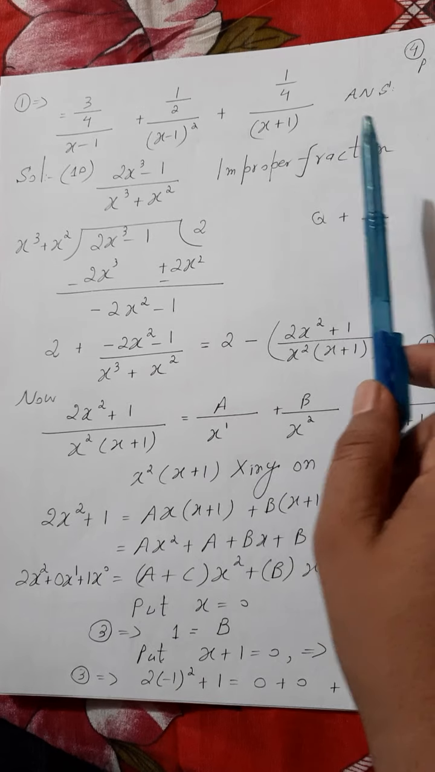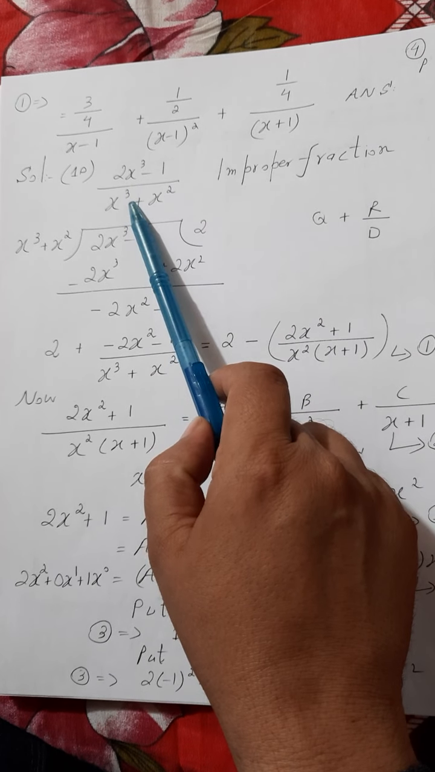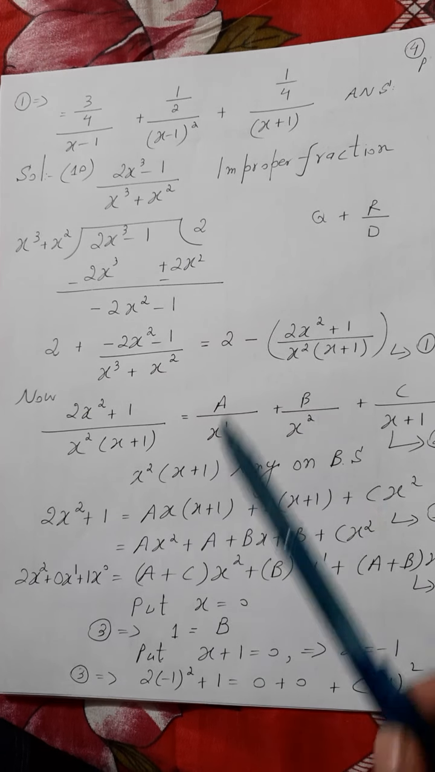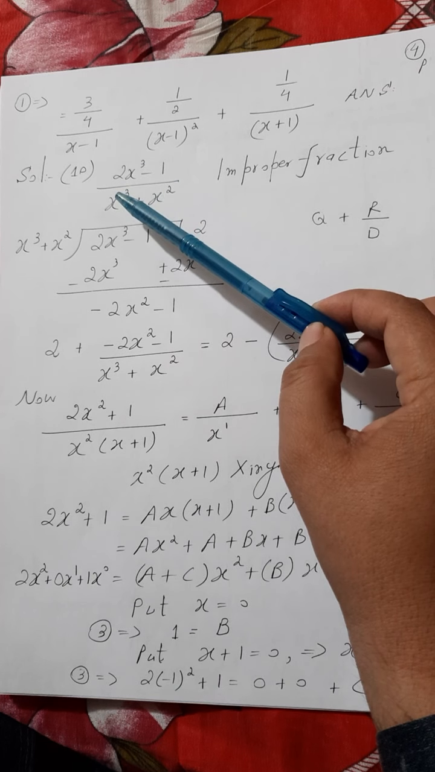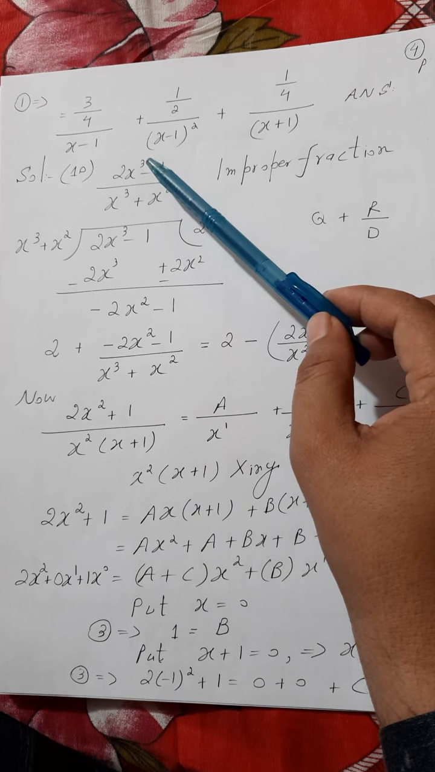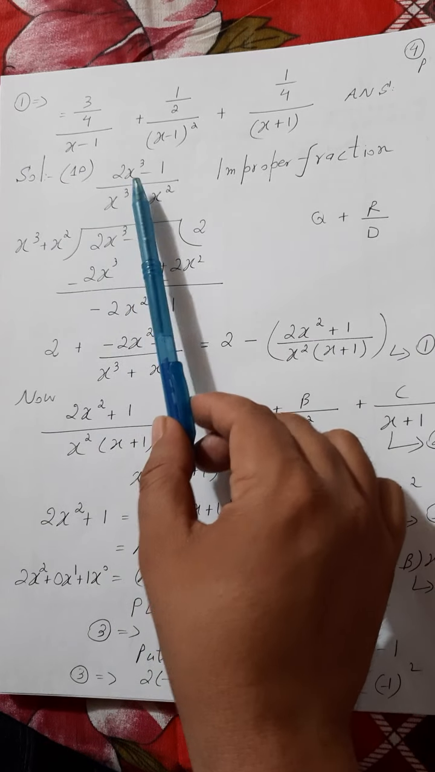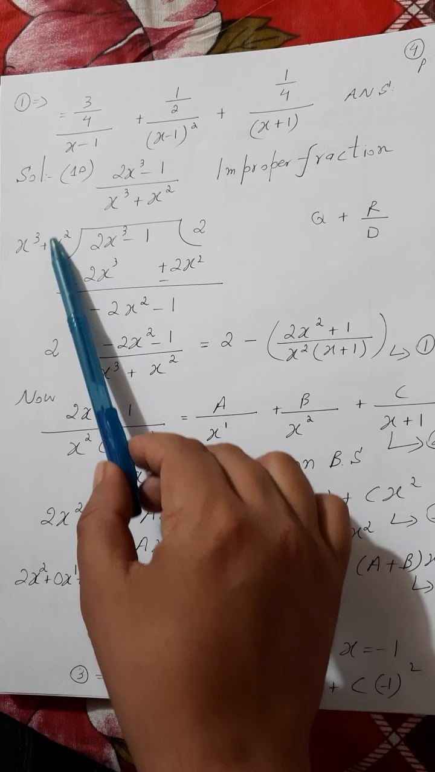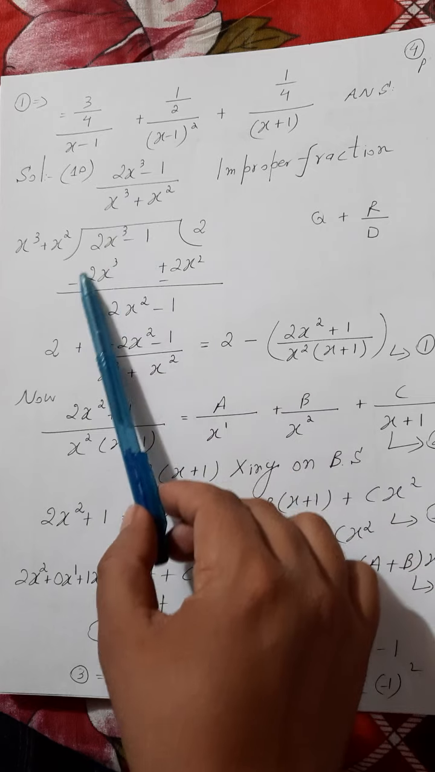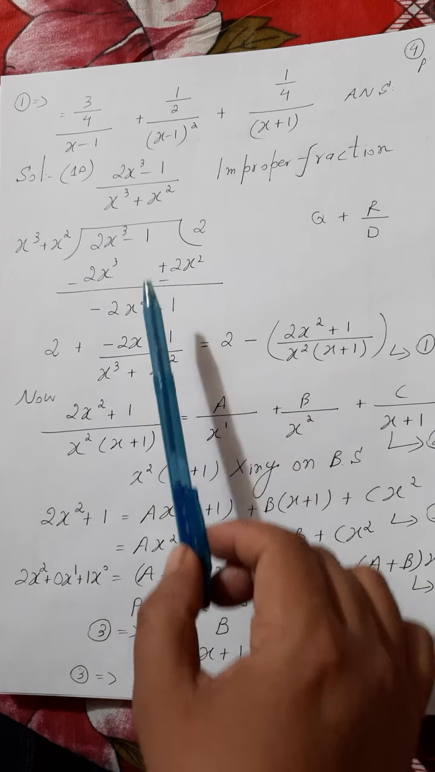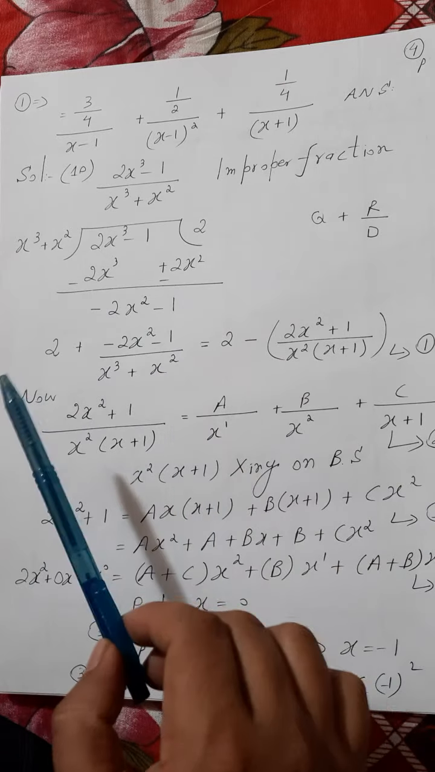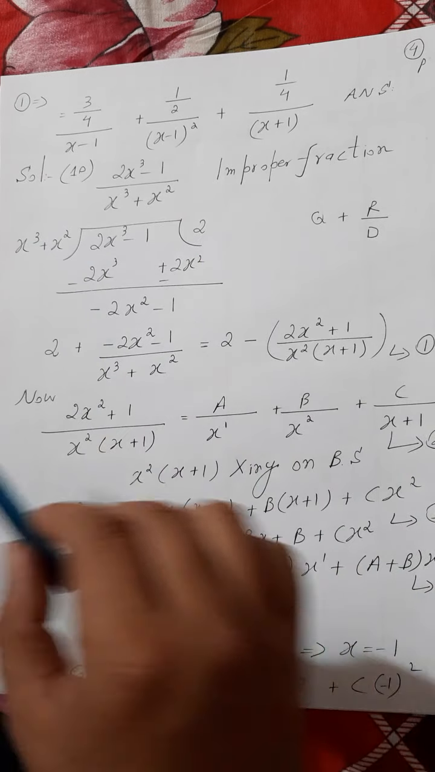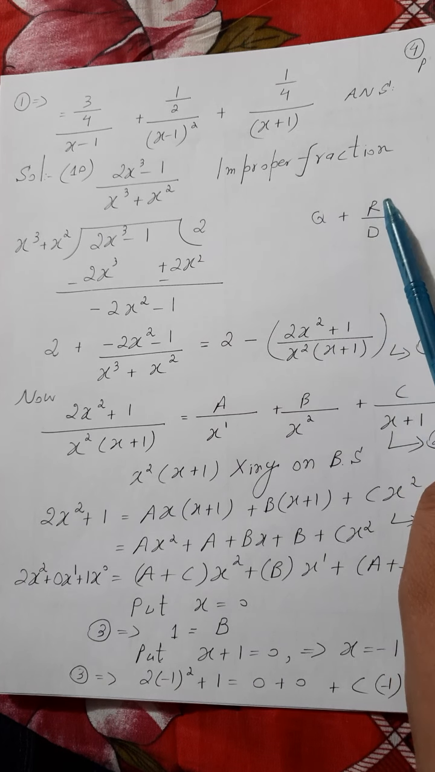This is an improper fraction because the degree of numerator and denominator are the same. So we first convert this improper fraction into a proper fraction. So divide this dividend by divisor, so this is x cube plus x square and 2x cube minus 1, so x cube multiply with 2, so this is 2x cube and 2x square, change the sign, so minus 2x plus 2x cube cancel, so there is minus 2x square and minus 1, so this is the remainder, this is the quotient, and this is the divisor. So the formula is quotient plus remainder divided by divisor.